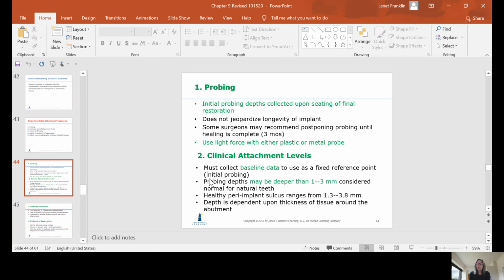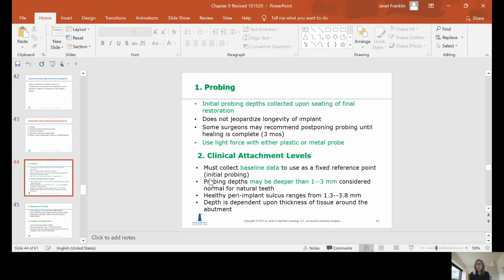So probing, your initial probing depths should be collected upon seating a final restoration. So you're going to always want to get a baseline of your probing depths. And then some surgeons may recommend postponing probing until healing is complete, or about 3 months, which is pretty typical. That's usually what we did, was we avoided probing around an implant until 3 months after the implant was placed. And then use light force with either a plastic or metal probe.